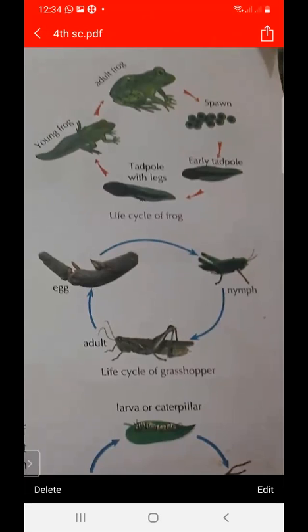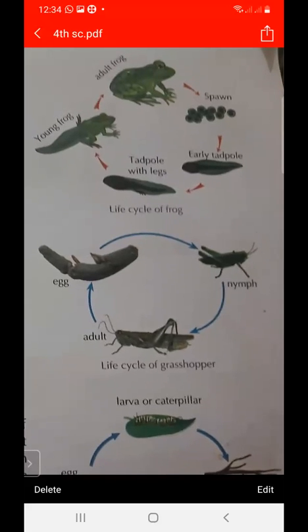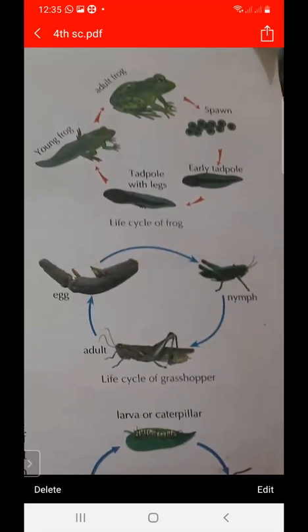Then they also have their organs, and this tadpole with legs will convert into the young frog, and this young frog converts into the adult frog. Then this adult frog gives eggs, and this egg converts into the early tadpole, and the early tadpole converts into the tadpole with legs, and this tadpole converts into the young frog.